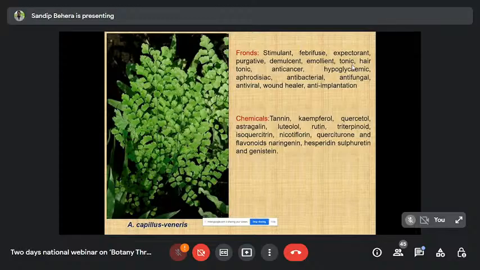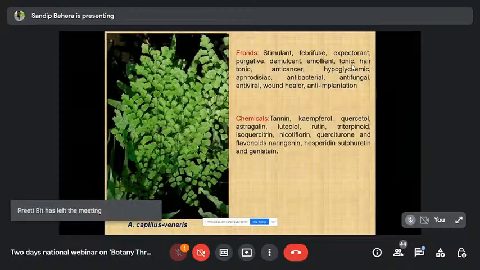Some tribals use it as tea. They put the fresh leaf of this Adiantum capillus-veneris in hot water, and after keeping it 5 or 10 minutes, they take the drink. So they use it as a tea.